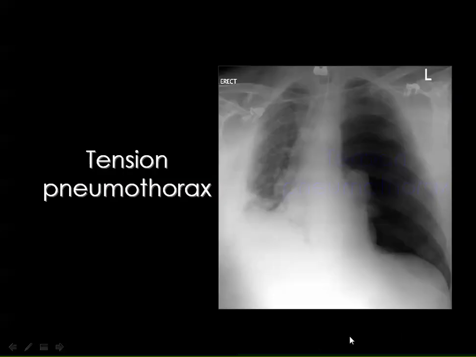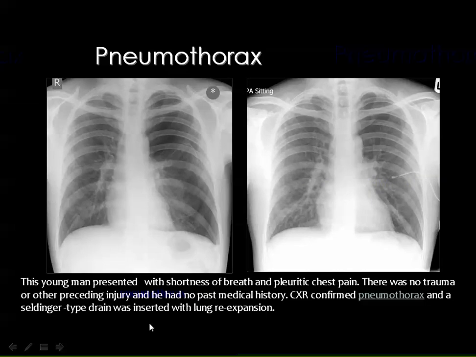And this is a classic case of tension pneumothorax. You have total lung collapse against the hilum, hypertranslucent hemithorax, depression of the diaphragm, and the contralateral shift of the midline structures to the opposite side.